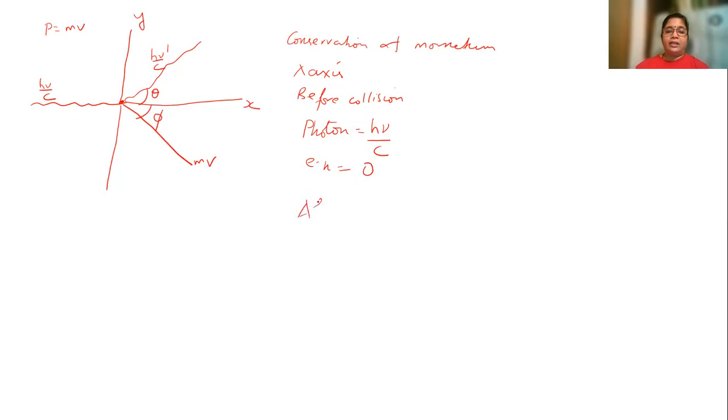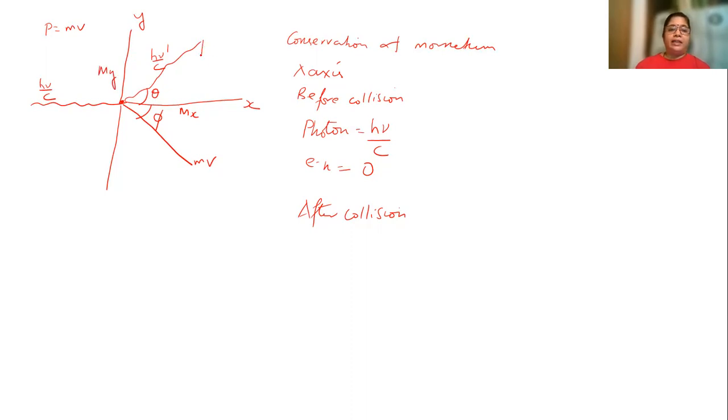Now let us take the case of after collision. Again, I repeat, we are only discussing the x-axis. Now your photon is scattered in between the x and y axis, which means I need to express this momentum in terms of the x component, which I am calling mx, and the y component, which I am calling my.